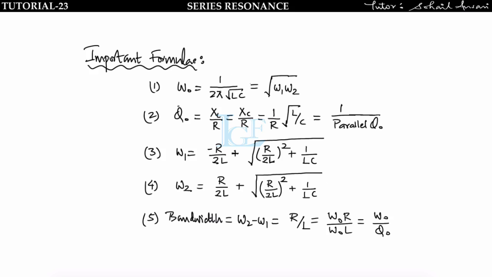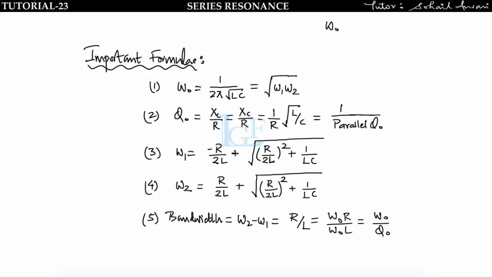We have derived the resonance frequency omega naught is equal to 1 upon 2 pi under root LC, and that is nothing but the geometric mean of the cutoff frequencies. We define the quality factor, that is equal to XL upon R, that is equal to XC upon R, and that must be equal to 1 upon R under root L by C. How are we finding this?